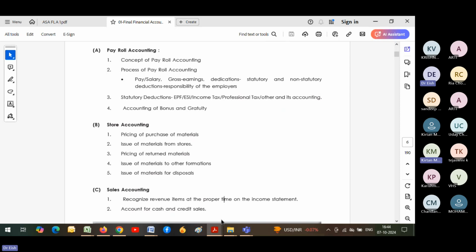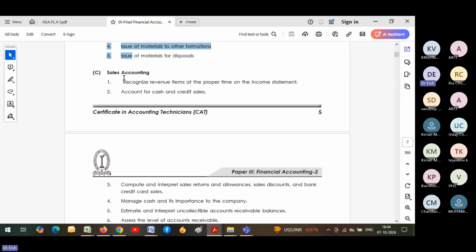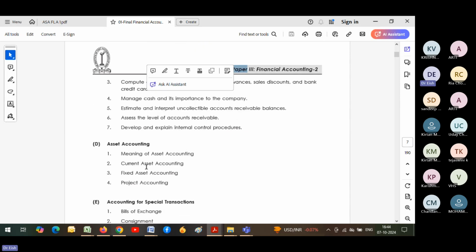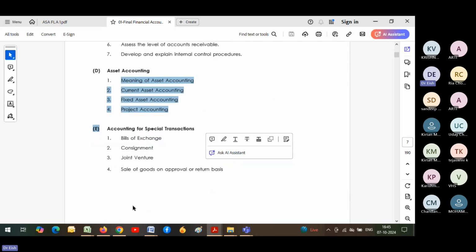Okay, and then we have store accounting, 5 topics, sales accounting, 6 or 7 topics, and asset accounting. An asset is something booked that has a useful life of more than a year, and that is to be depreciated. Assets are of two types, non-current and current. Current assets are not depreciated; their life is less than a year. Non-current life is more than a year, and those are depreciated.